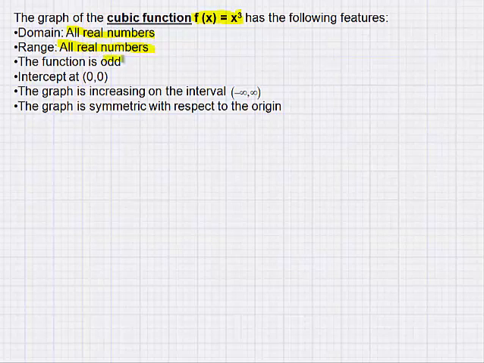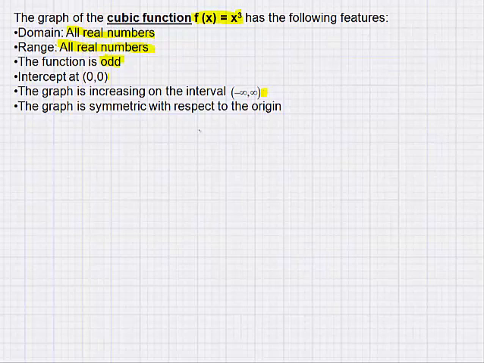This function is considered to be odd. Now that has a little bit to do with the power, but also has something to do with the symmetry again. We'll talk about that in a second. It has an intercept at 0, 0. It's both the x and the y intercept. This function is increasing the entire time. We saw a graph of this function just a few minutes ago. And this graph is symmetric with respect to the origin. The squaring function was symmetric with respect to a line, the y-axis. This function is symmetric with respect to a point, the origin, 0, 0.